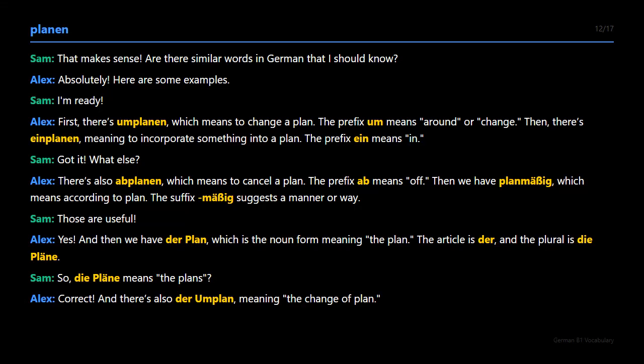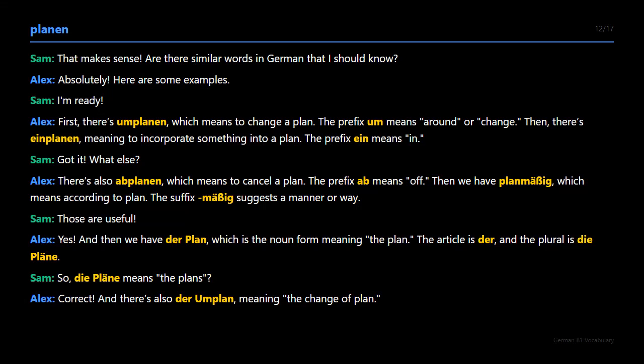There's also abplanen, which means to cancel a plan. The prefix means off. Then we have planmäßig, which means according to plan. The suffix mäßig suggests a manner or way. Those are useful.